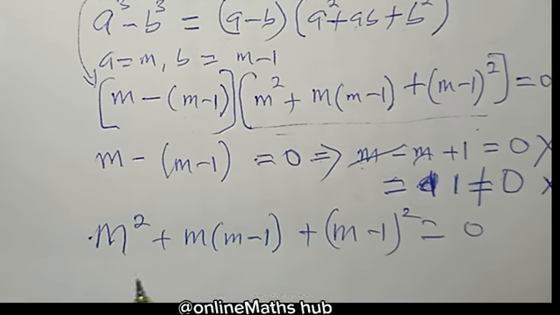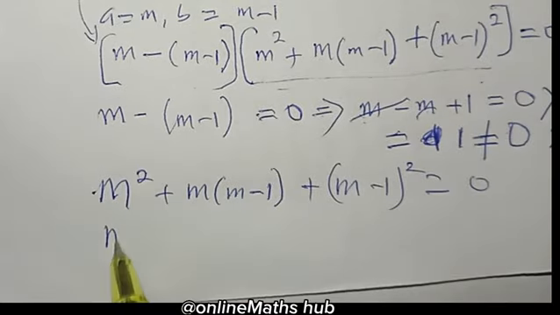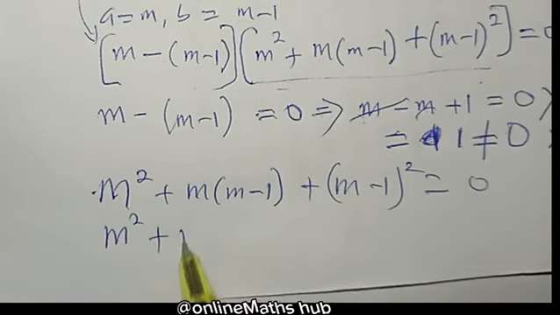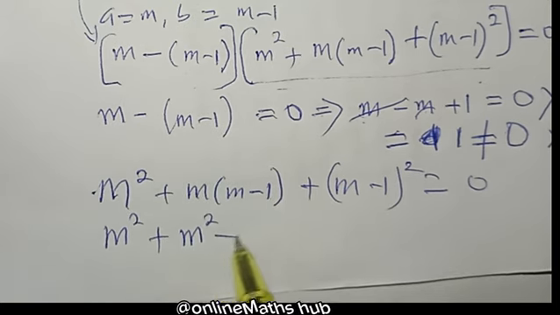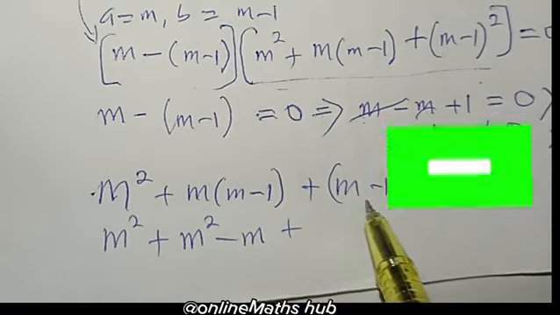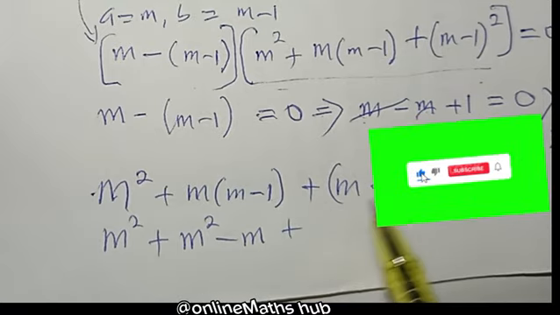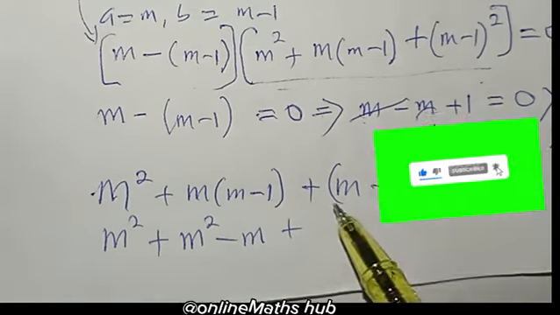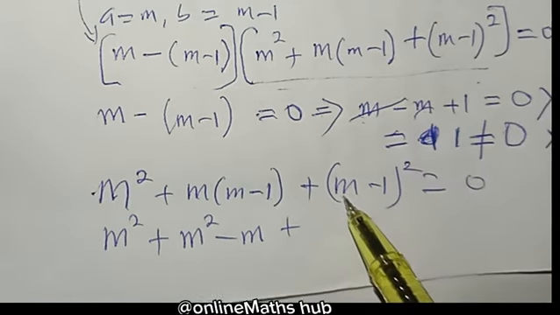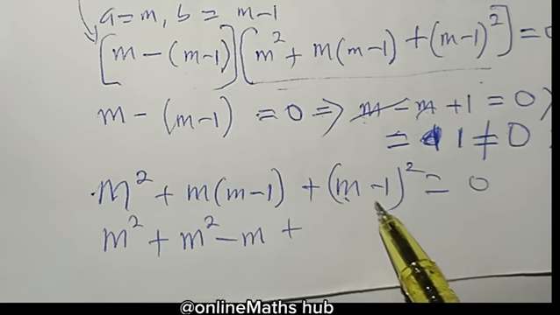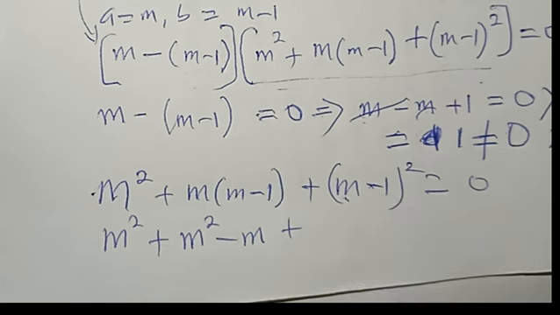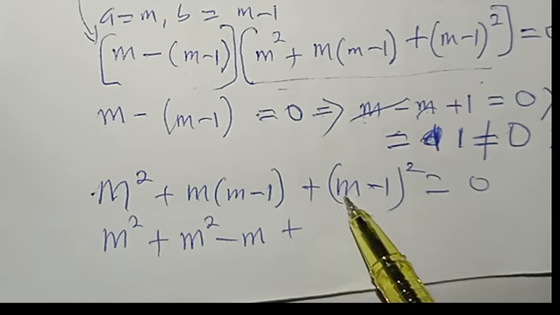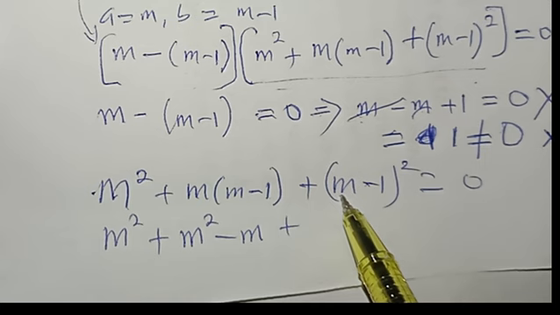So we can go ahead to simplify. I'm just going to open this bracket right here. So I have m squared plus m times m is m squared, then m times minus 1 gives us minus m, plus I also simplify this right here. And of course, the easiest way to do that is you multiply the first term by itself. Each time you have a polynomial of degree 2 and you want to multiply it, this is just a simple trick to do that. So you use the first term to multiply itself.